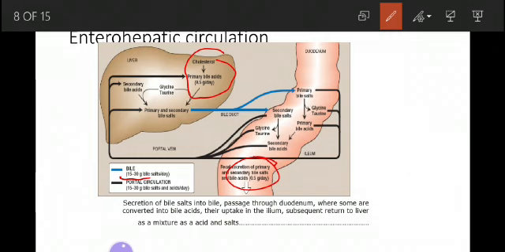The secretion of bile salts into bile and their passage through the duodenum, where some are converted from primary to secondary bile acids, with their interconversion and deconjugation. Then they are reabsorbed, come to the portal circulation, and go back to the liver. All this circle from the liver to the intestine and again to the liver is called the enterohepatic circulation.